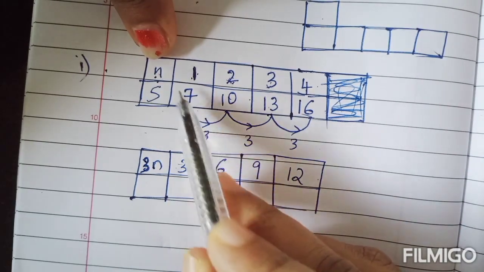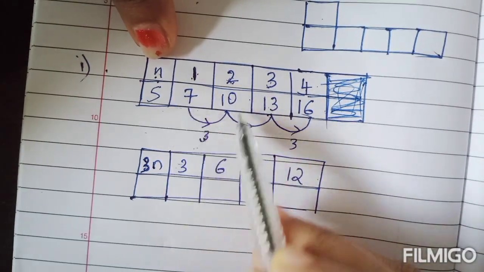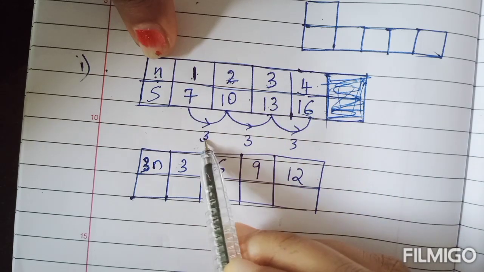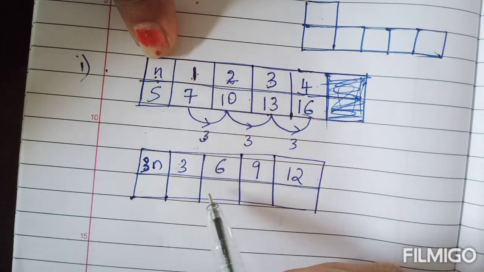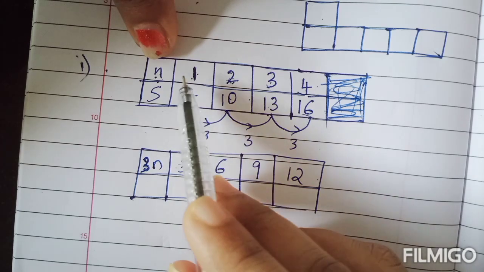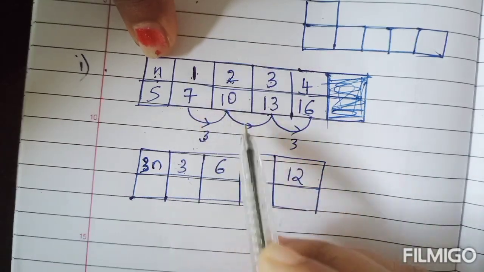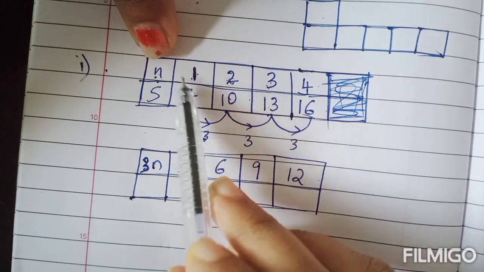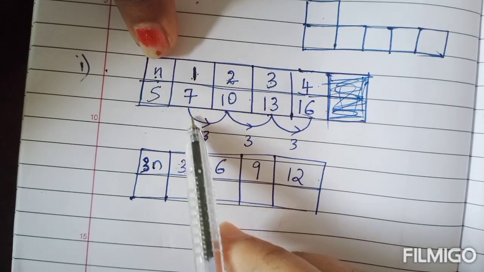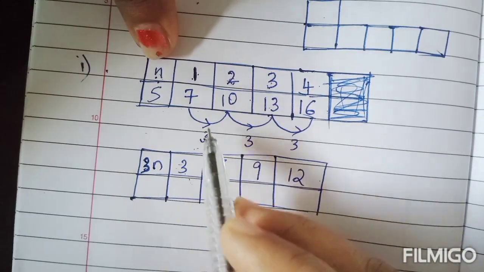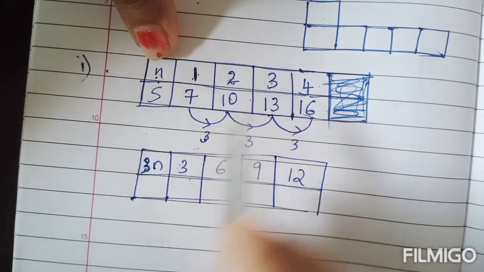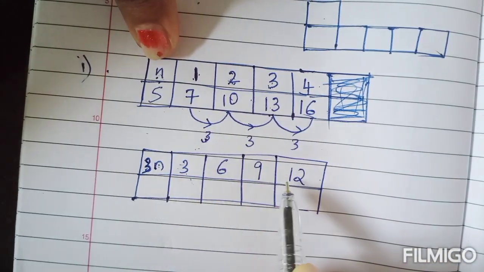Why? As n increases, s increases by 3. That's why we are multiplying n by 3, because as n increases by 1, s increases by 3. ഇവിടെ n 1 ഇൻക്രീസ് ചെയ്യുമ്പോൾ എസ് 3 വെച്ചാണ് ഇൻക്രീസ് ചെയ്ത് പോകുന്നത്. അപ്പോൾ നെക്സ്റ്റ് ടേബിളിൽ എന്നിനെ 3 കൊണ്ട് മൾട്ടിപ്ലൈ ചെയ്തിട്ട് വേണം ഫസ്റ്റ് റോയിൽ എഴുതാൻ.